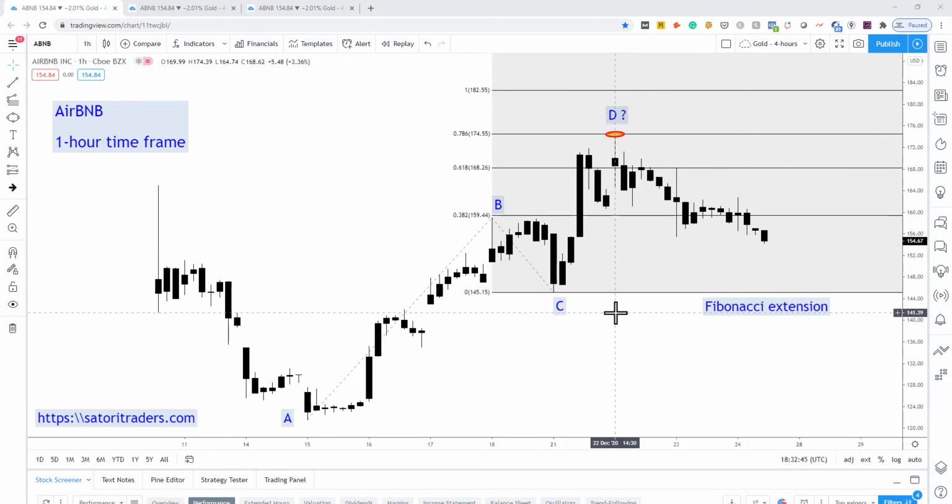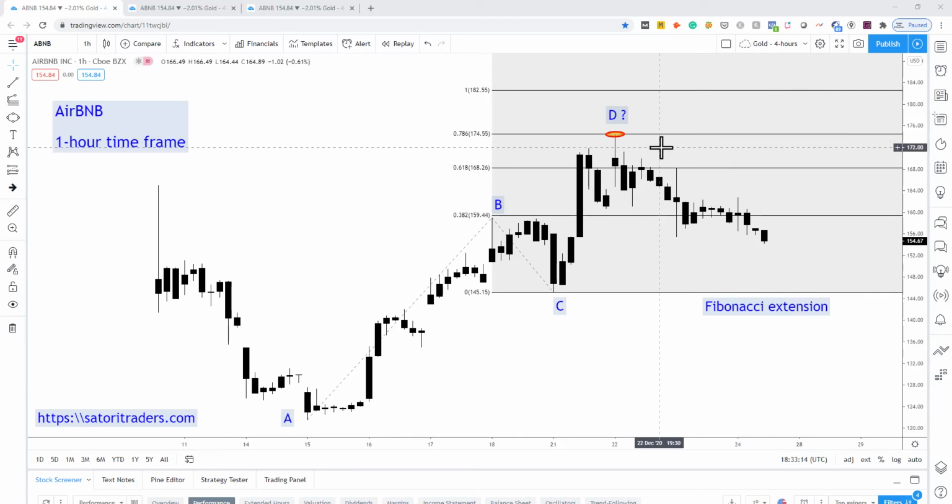And so what I would note here is that potentially, on the 22nd, price may have already reached that D target, the completion of this Fibonacci extension pattern, and is now rolling off to do something different.